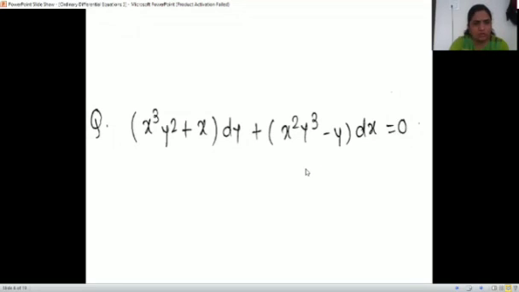Is it a homogeneous equation? Non-homogeneous it is, so we have to check for four forms. So is it homogeneous? No. The degree here is 5 and here is 1, so each term does not have the same degree.